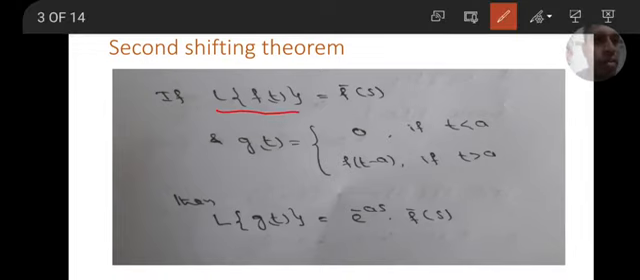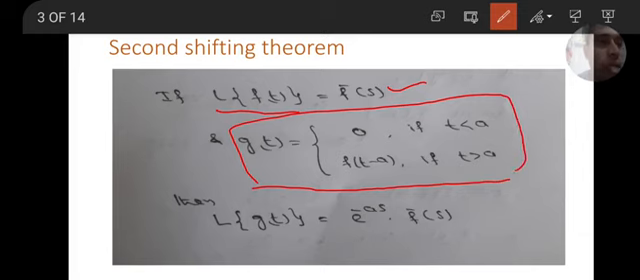If L of f of t equal to f bar s, meaning the Laplace transform of f of t is f bar s, and g of t is a function such that g of t equal to 0 if t is less than a, f of t minus a if t is greater than a. Means g must be in that form.